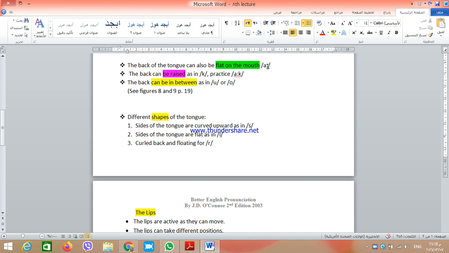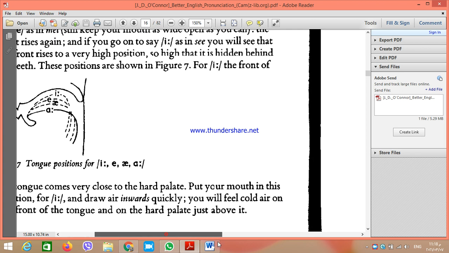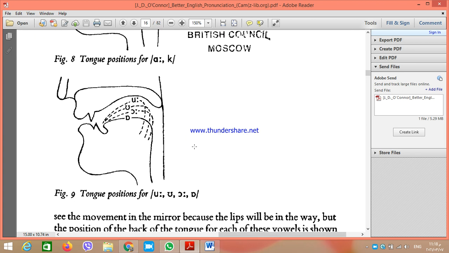And we have cases in between, as in u and o. It's neither a nor ak. It's u and o. U, o. You can move from a to u. A, u. You can feel that the back of the tongue is a bit raised, not highly raised, inside the mouth. Let's have a look at figures 8 and 9 in your textbook.